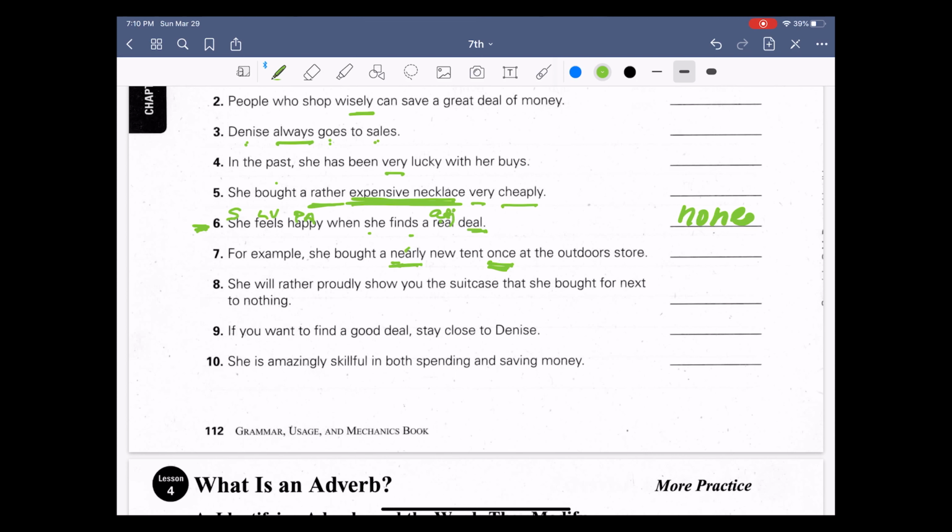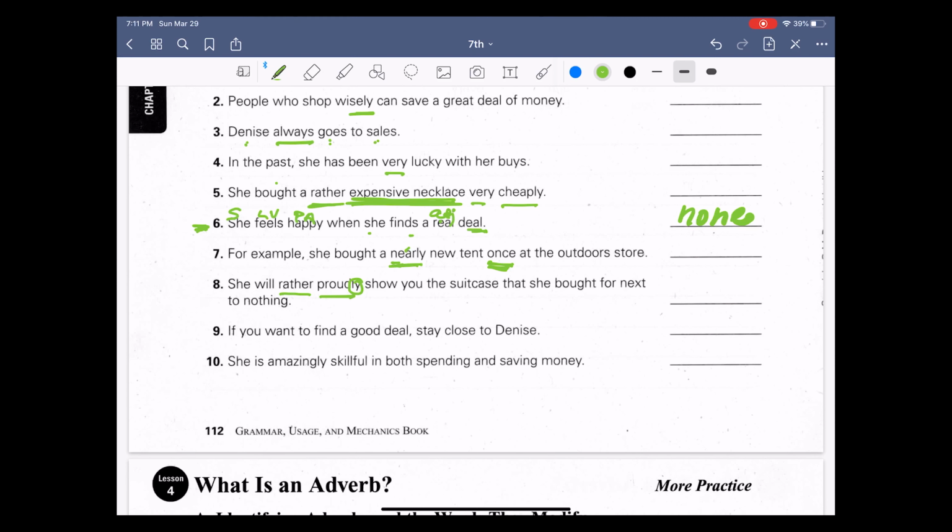Number 8, she will rather proudly show you the suitcase that she bought for next to nothing. So she will show you. How will she show you? Proudly. Notice it ends in ly, that's an adverb. And to what extent? Rather. And for next to nothing.